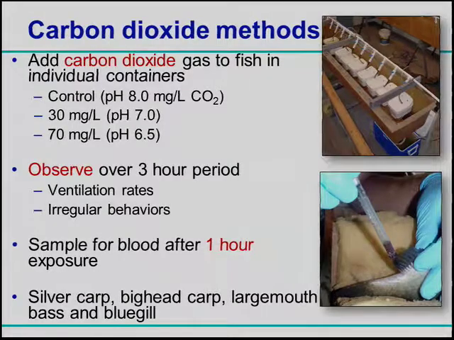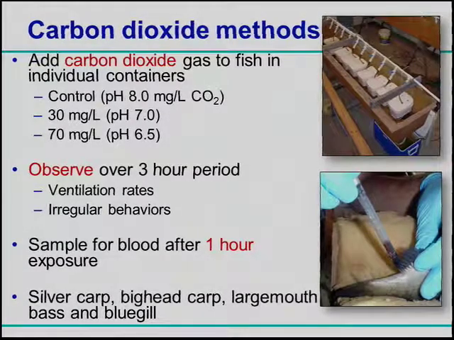So we brought fish into the lab, acclimated them to the lab, and we used basically buckets. In this case these are the small buckets because it would have been for the bass and the bluegill, but we had big buckets when we're dealing with the bighead carp and such. We basically exposed the fish to 3 different concentrations of carbon dioxide. We had a control, so 0 carbon dioxide, 30 milligrams per liter, and 70 milligrams per liter. The concentrations aren't important, it's basically low, medium, and high. And we see there's the associated pH change. The pH started around pH 8, and then as you add CO2, it forms carbonic acid, and so the pH drops. We went from 7 to 6.5.